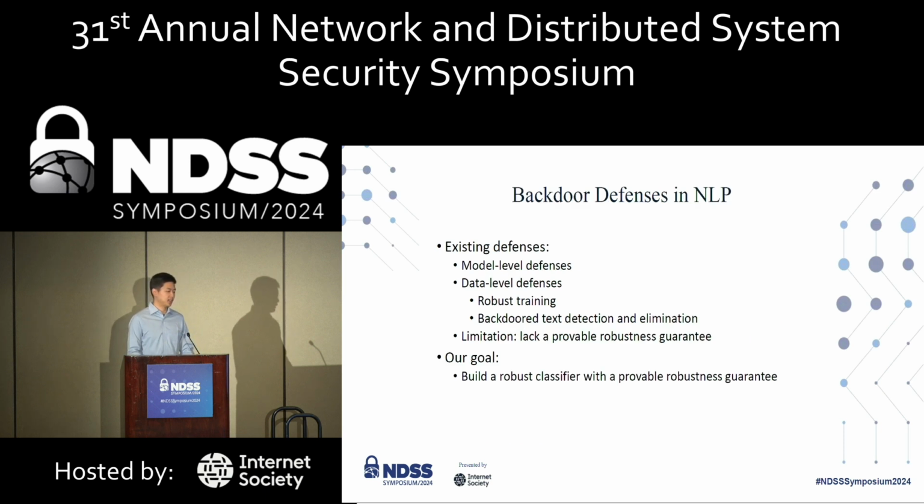Next, I will briefly discuss the backdoor defenses in natural language processing. The existing defenses can be divided into two categories. First is model level defenses, which aim to detect and recover the trigger from a well-trained classifier, while the data level defenses aim to learn a robust classifier from the backdoor training data. There are two main solutions for that. One is robust training, another is backdoor text detection and elimination. However, the existing defenses have a major limitation, which is that they lack a provable robustness guarantee. They only empirically show their defense performance, and it is unknown whether their defenses can be bypassed by a stronger attack. So for our goal, we want to build a data level defense which can provide a provable robustness guarantee.